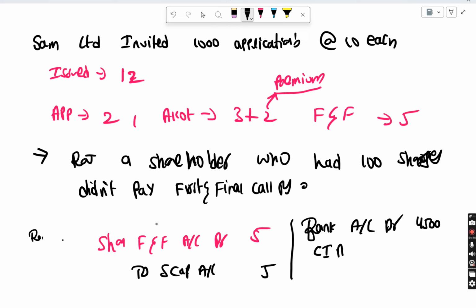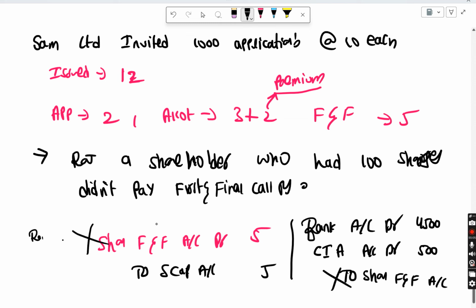Very good. So calls in arrears account debit 500. Then to share first and final call account 5,000 rupees. Very good, very good. To share first and final call account. So then this one will get cancelled.